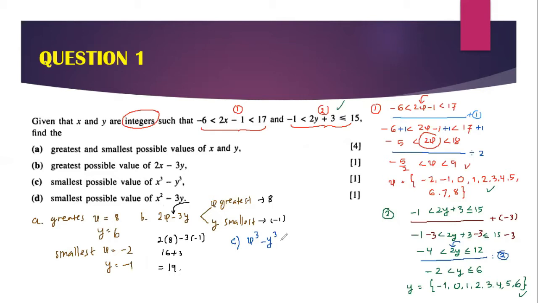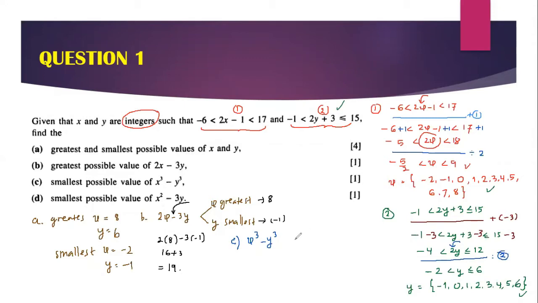The smallest. Okay, listen, number one. This is a cube, right? The power of 3. So the smallest possible means something to the power of 3 will be negative when x is negative, right? For example, minus 2 to the power of 3 will be minus 8, right?